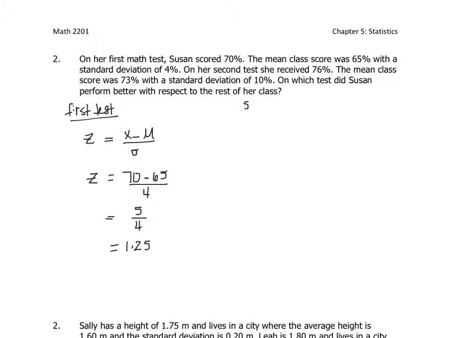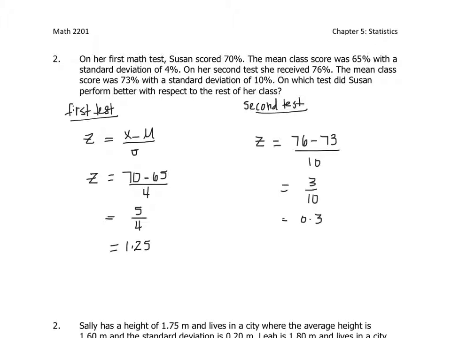But the second test, if we look at the z-score for that one, you already have the formula there, so I'm not going to write that out again. The data value for the second test was 76, minus the mean, which was 73 this time, all over the standard deviation of 10. So that gives you 3 over 10, or 0.3.